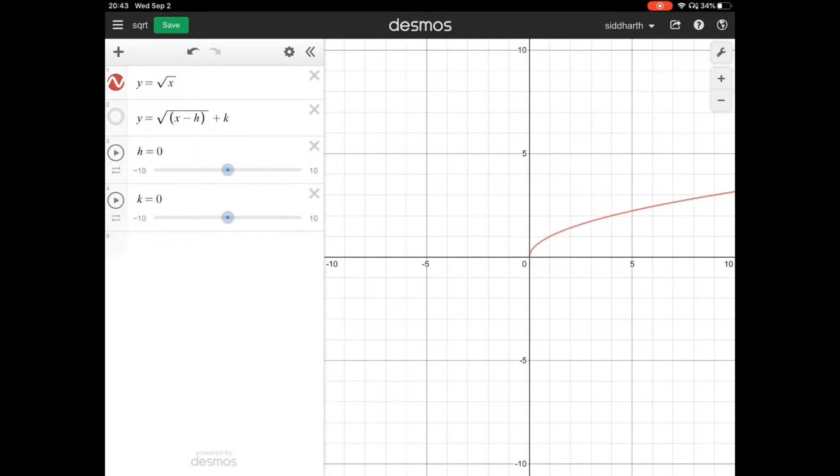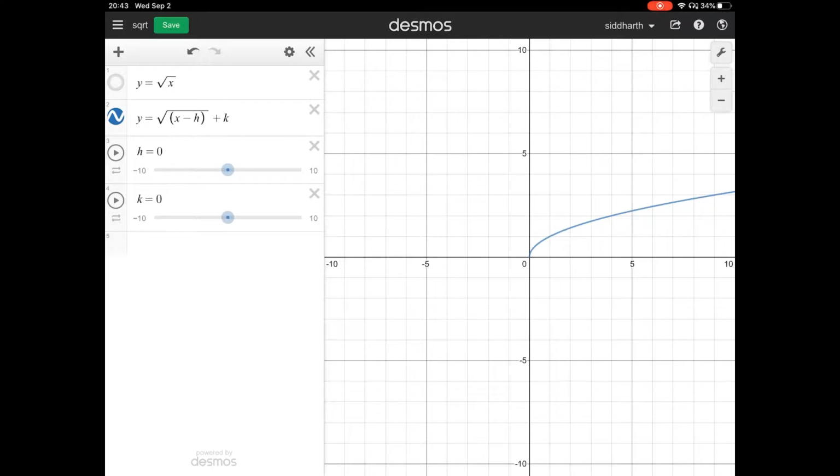Let's take a look at another example. Here is the graph of y is equal to the square root of x, or the square root function. Now, I can generalize this a little bit more by writing it as y is equal to the square root of x minus h plus k, which is highlighted in blue now. Now, we want to see how the function behaves when we change the value of h and k.